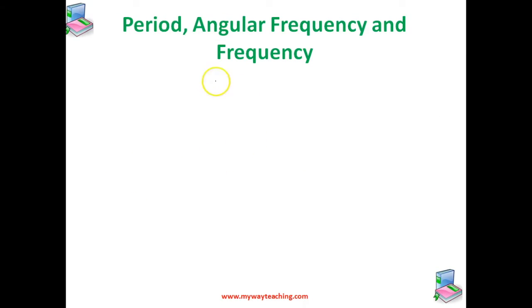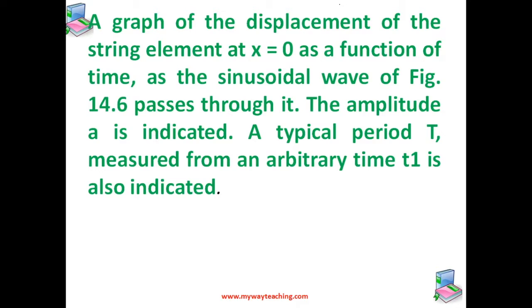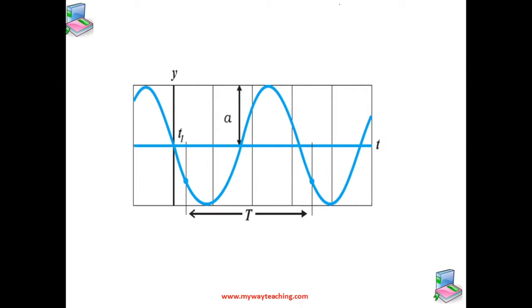So now let us study period, angular frequency and frequency. You can see in the figure an element of a string at a fixed location oscillates in time with amplitude A and period T as the curve passes over it. So it is a sinusoidal plot, as you can see.